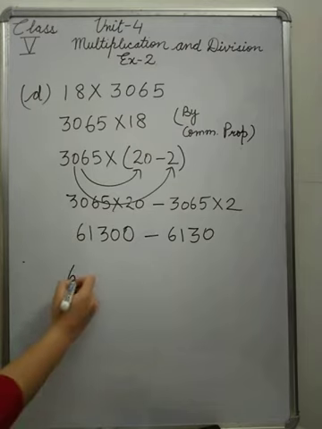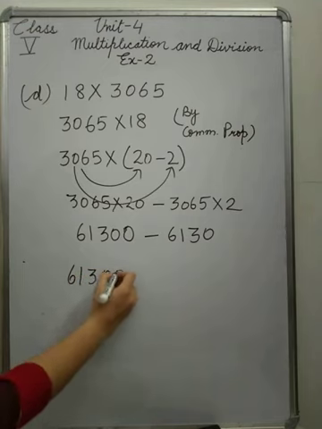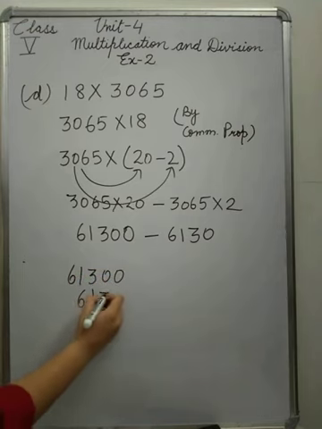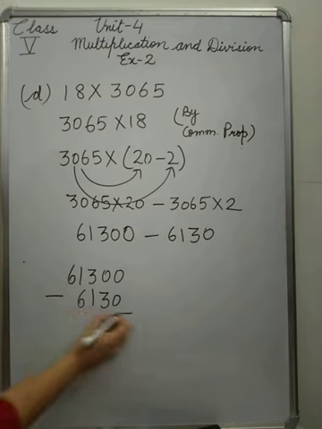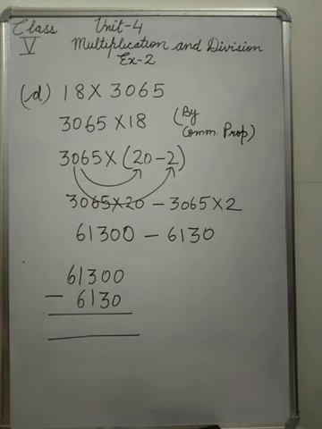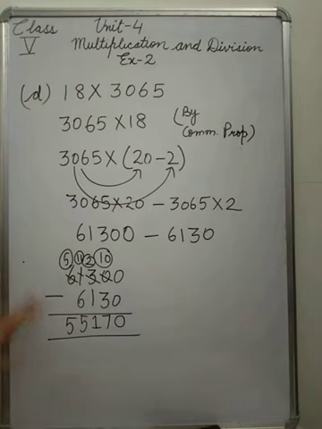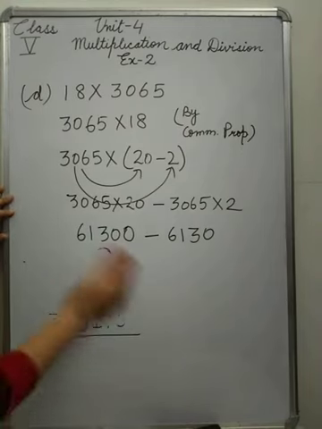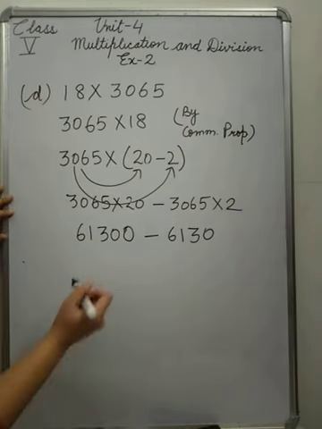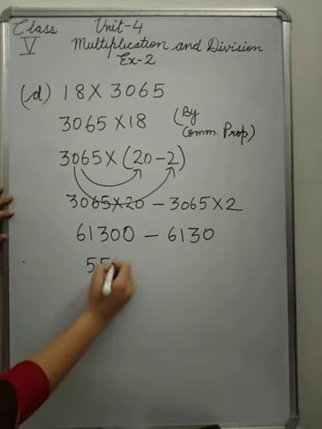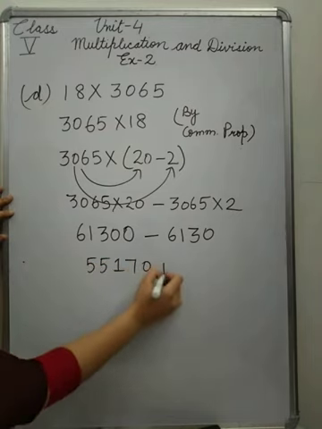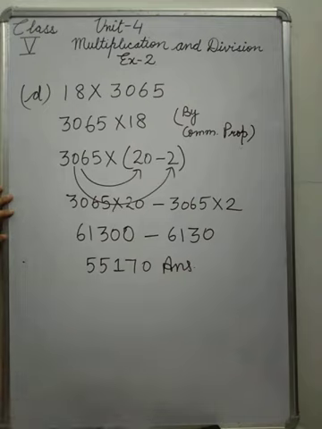See, 61300 minus 6130. Subtract this and find the answer. When you subtract this, what do you get? 55,170. So write it here. 55,170. This is your answer. Okay. See the next part.